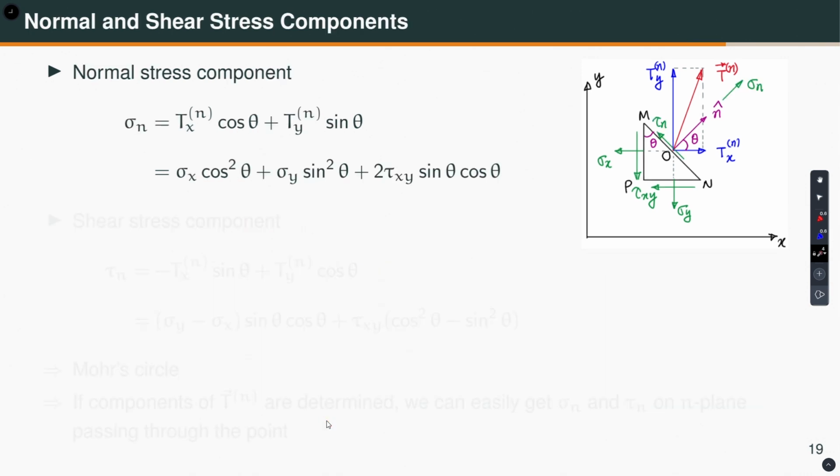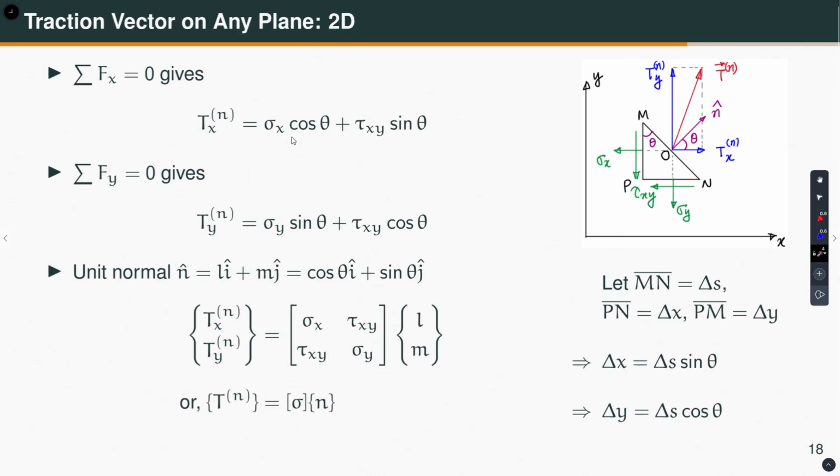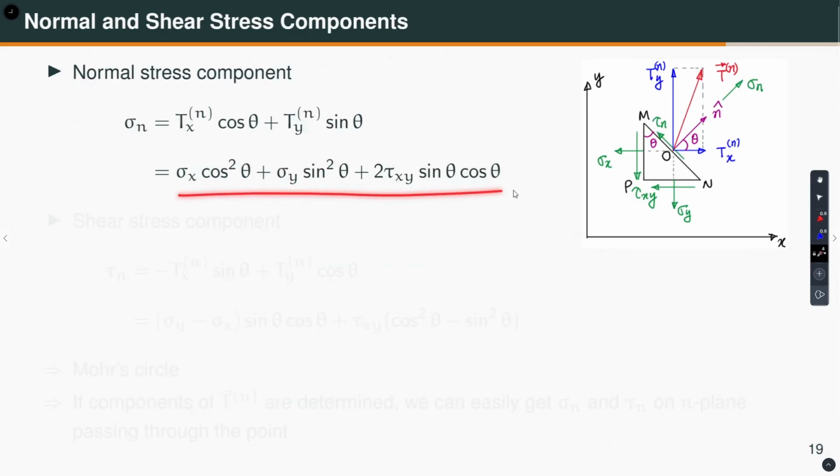Okay. Now, if we want to determine the normal and shear stress components on this arbitrarily oriented plane n, what we have to do? Having established this one and this one, all I have to do is take component along that to get the normal stress and take component along this to get the shear stress. So, sigma n is basically Txn into cos theta plus Tyn into sin theta. Now substitute Txn and Tyn from the previous slide. This is Txn and this is Tyn. If we substitute in here, this is what you get.